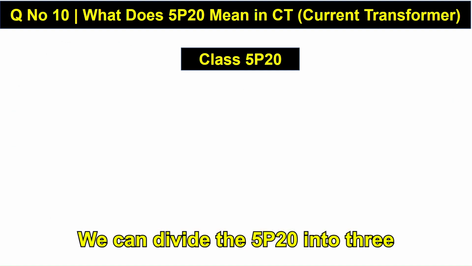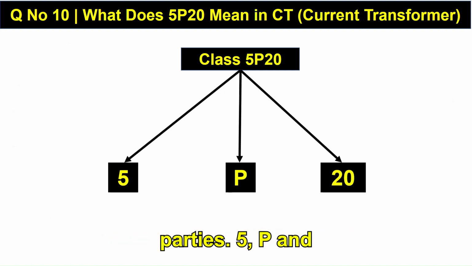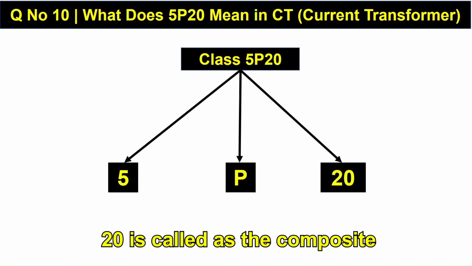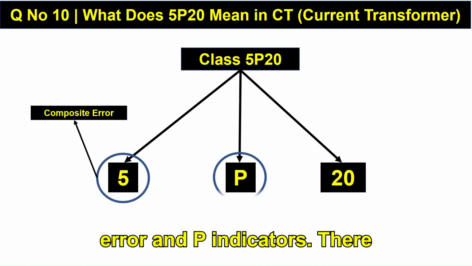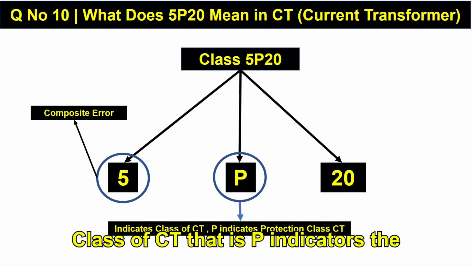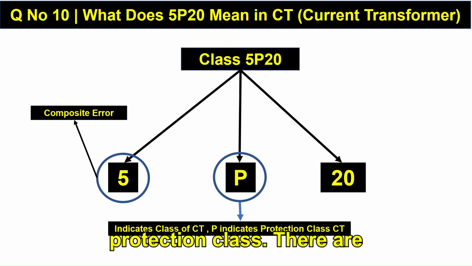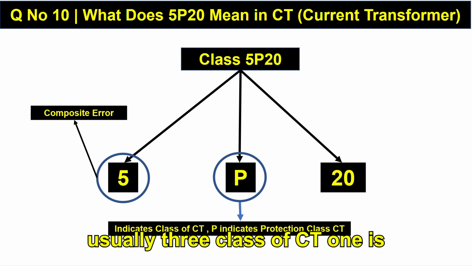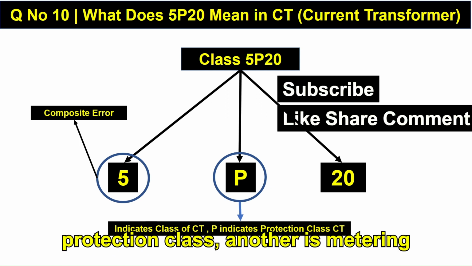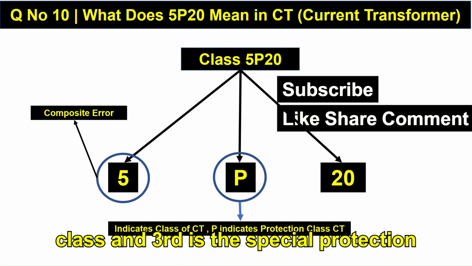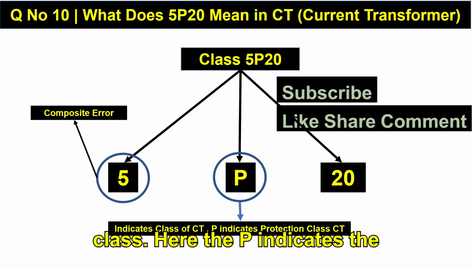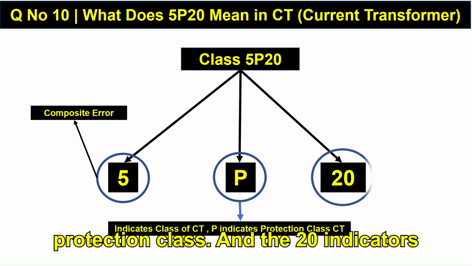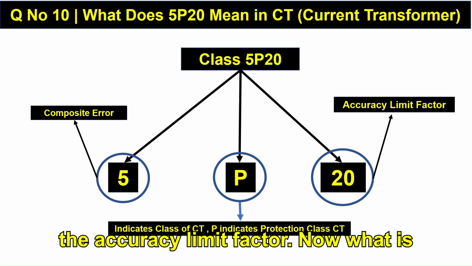We can divide the 5P20 into three parts: 5, P and 20. 5 is called the composite error, and P indicates the class of CT, that is, P indicates the protection class. There are usually three classes of CTs. One is the protection class, another is the metering class, and the third is the special protection class. Here the P indicates the protection class, and the 20 indicates the accuracy limit factor.